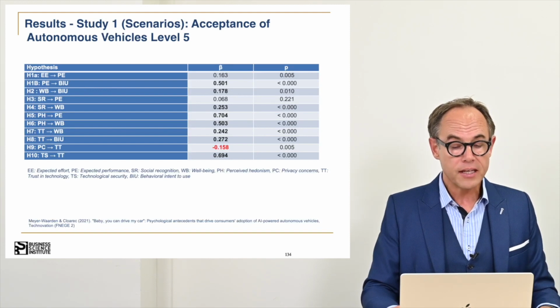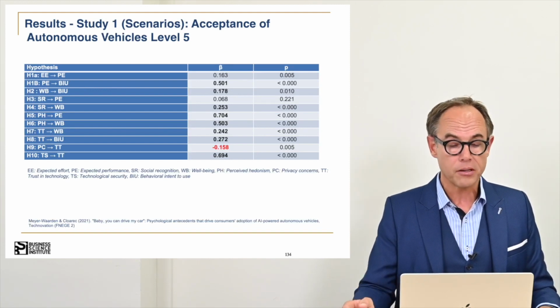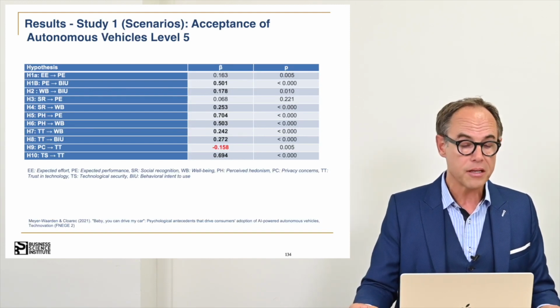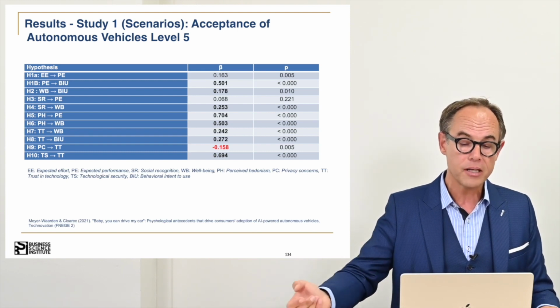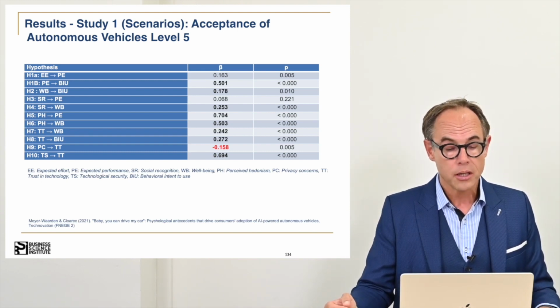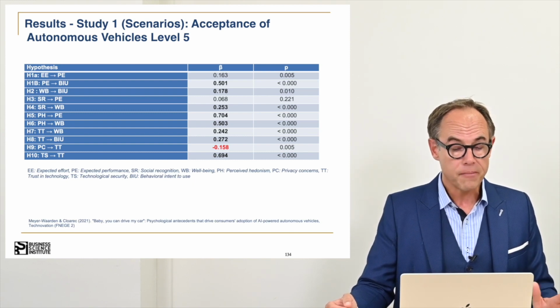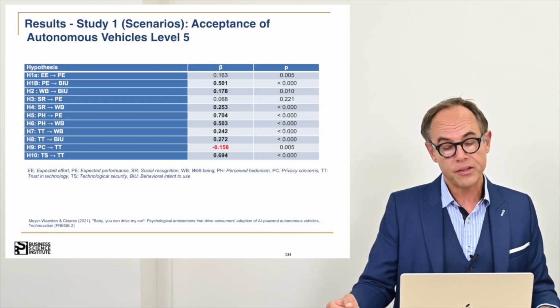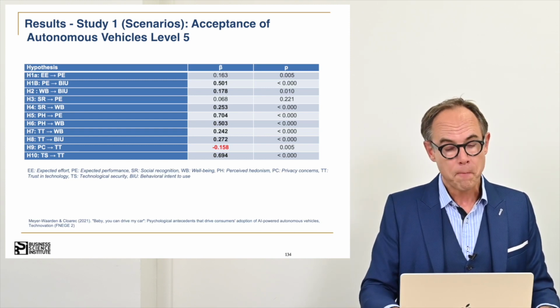For the autonomous vehicles, again, we confirm a certain number of our hypotheses, and so the UT variables are mostly significant with the exception of social recognition. At the 1% level, you see also that privacy concerns have a negative impact.